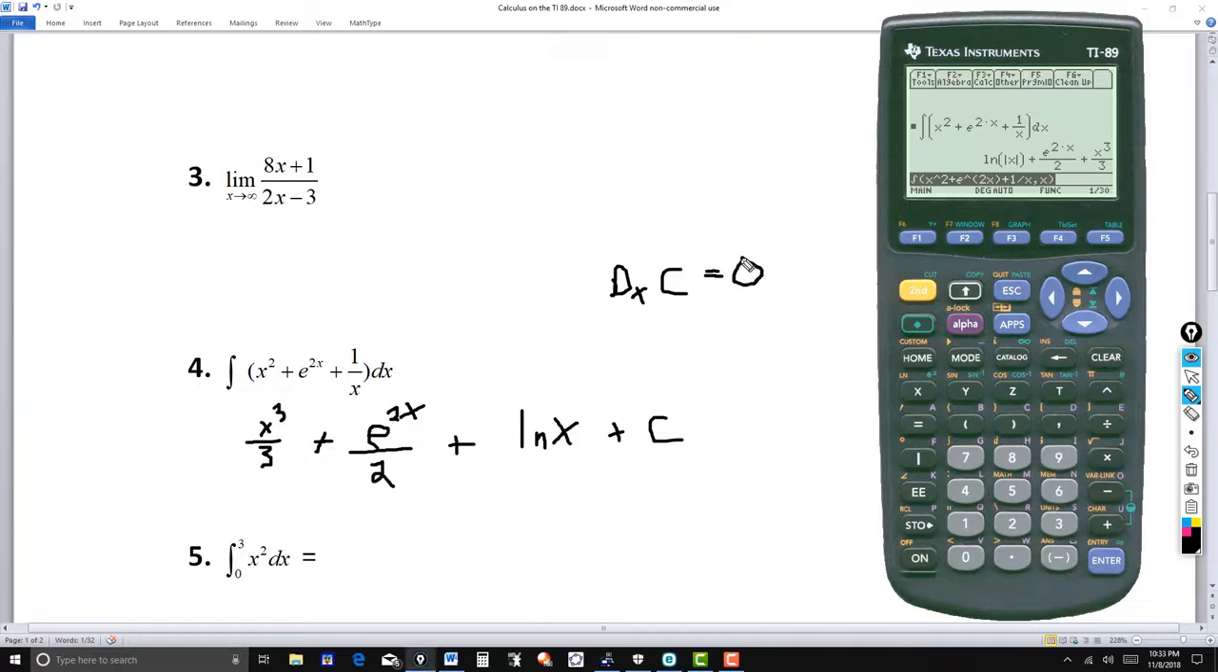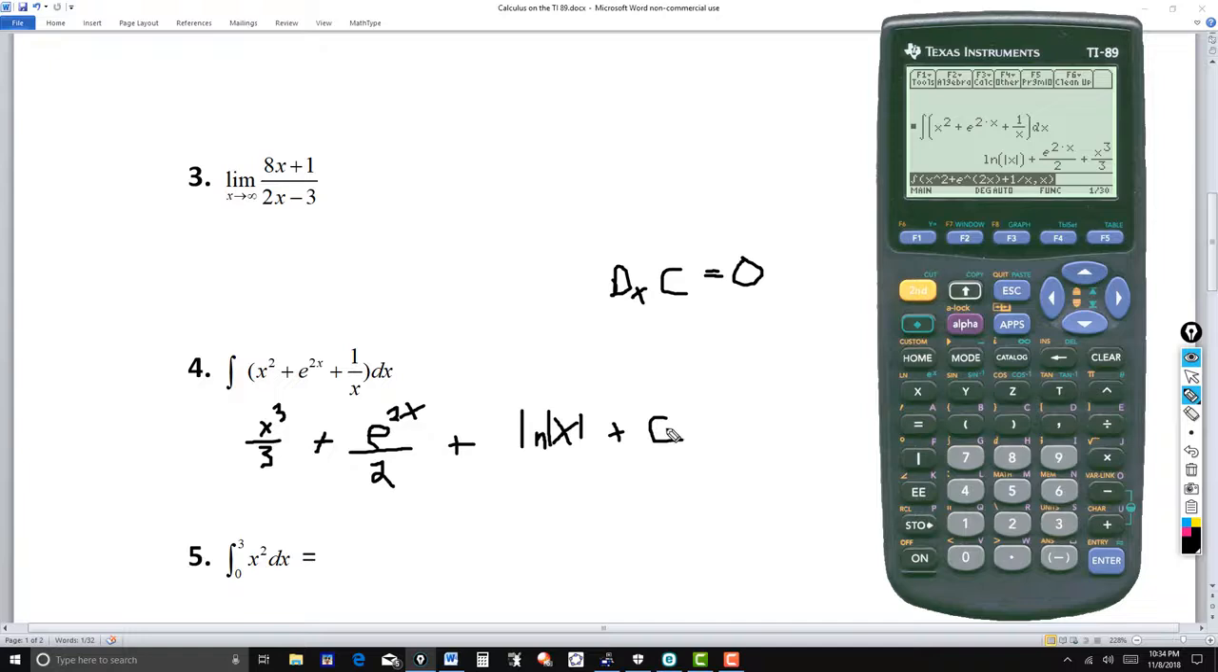Natural log, that's this one right here, and I guess I need absolute values here. X to the third over 3, that's over here. And then e to the 2x over 2, that's this term right here. So there you have it. So if you're just finding the integral, your answer is always going to have a constant.